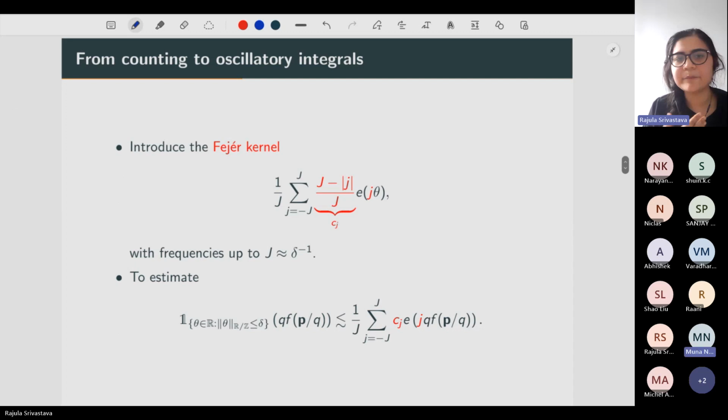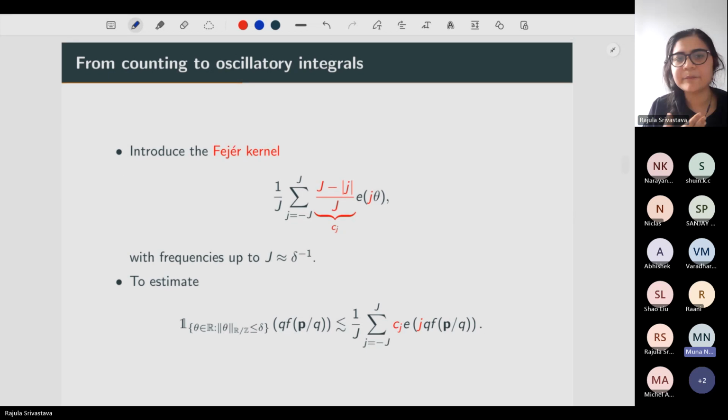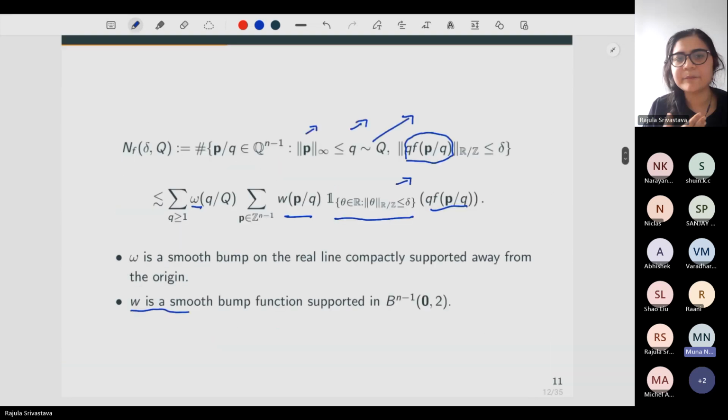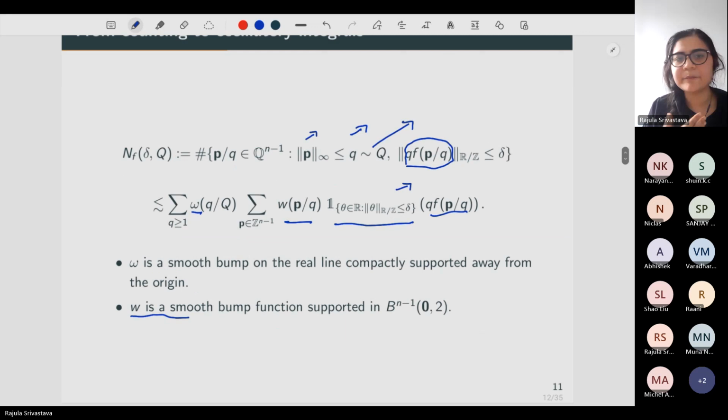Rajula, just 1 second. Can you correct that previous slide? Okay, so this is really... okay, so that norm of this symbol, which is written Q F P by Q R by Z. What is that expression?